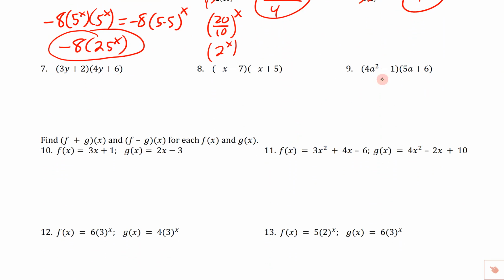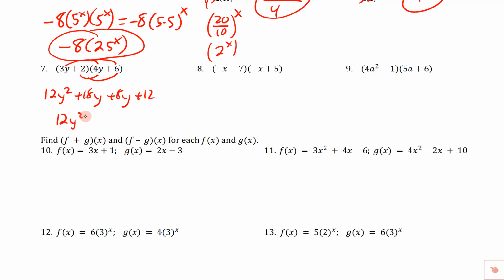These are all binomials that we need to multiply together. So I'm going to multiply here and here, here and here. So 3y times 4y is 12y squared. 3y times 6 is 18y. 2 times 4y is 8y, and then 2 times 6 is 12. And just like normal, we have 2 terms here and 2 terms here, so we have 4 terms.